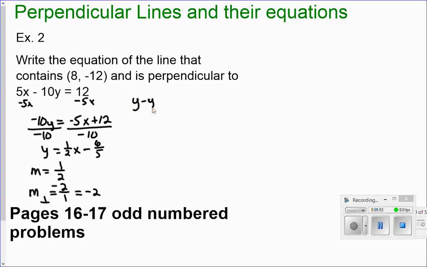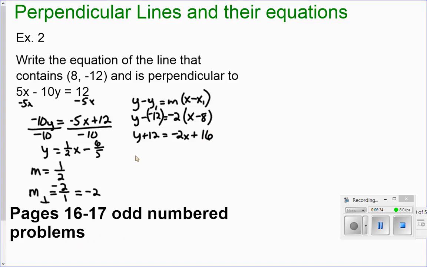y minus y1 equals m times the quantity x minus x1. So we'll go ahead and substitute in here. The slope we want is -2. x minus x1 will be the x value for the point, so 8. And y minus y1 will be -12. So y plus 12 is equal to -2 times (x minus 8), -2x, and -2 times -8 is positive 16.